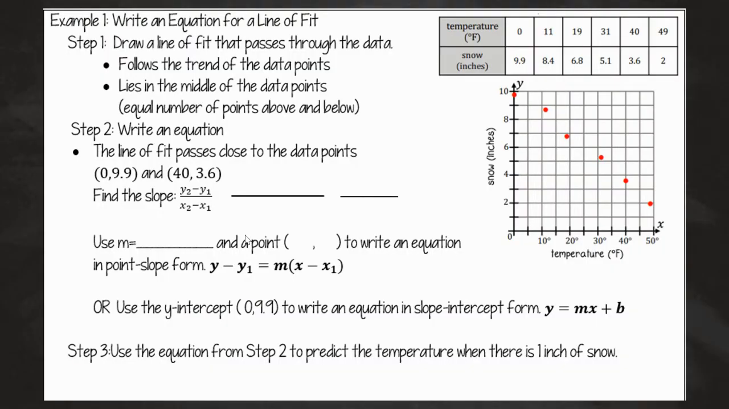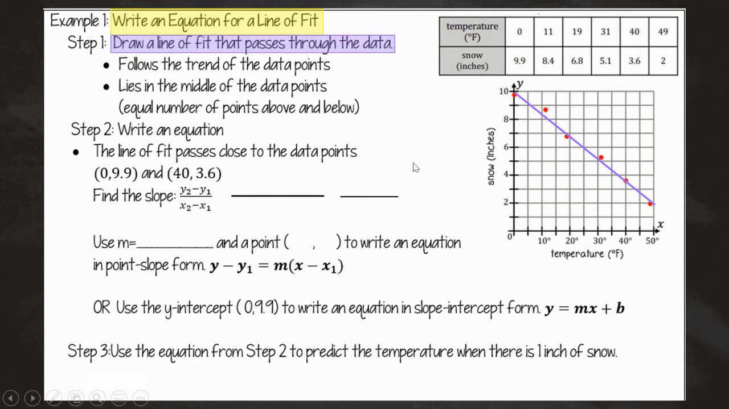So in example 1 in our notes, we were given a table and we were given a graph. And the first thing we need to do is draw a line of fit that passes through the data. So I'm going to go ahead and draw that line of fit. And it's going to follow the data points. And it also needs to lie in the middle of the data points. So an equal number of points both above and below the line. That's how you know if you have a good line of fit.